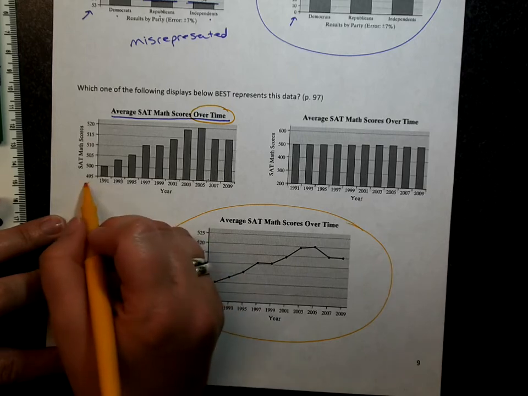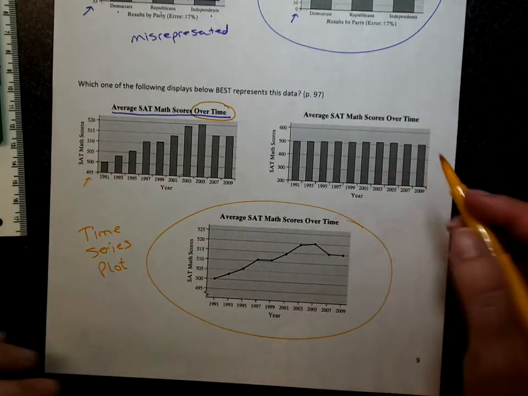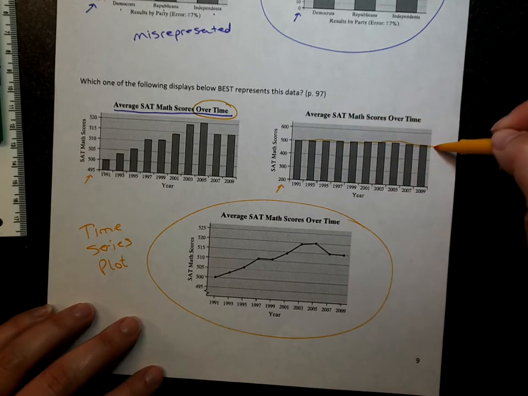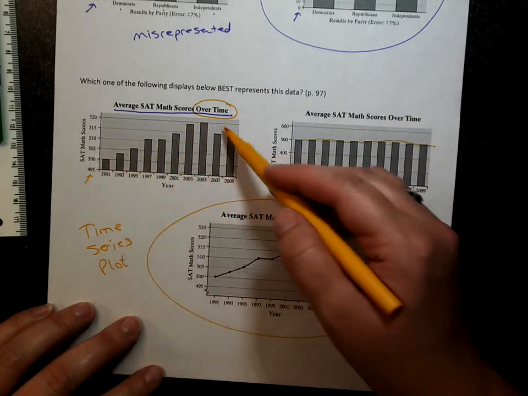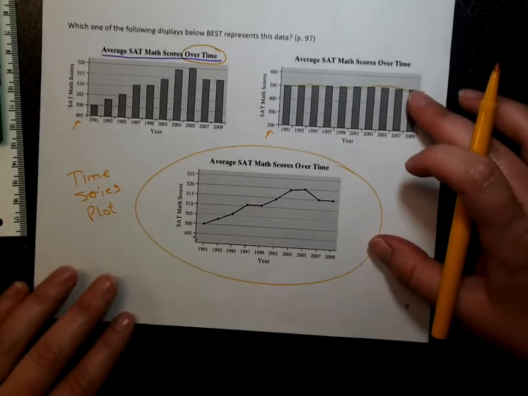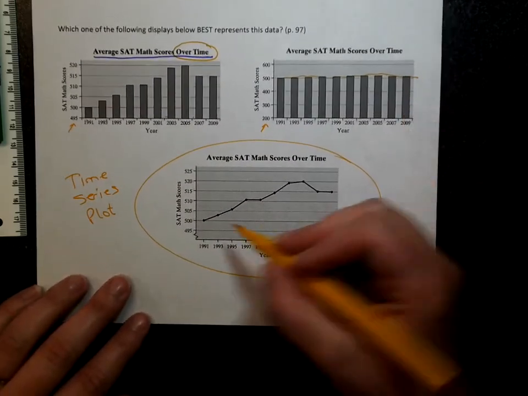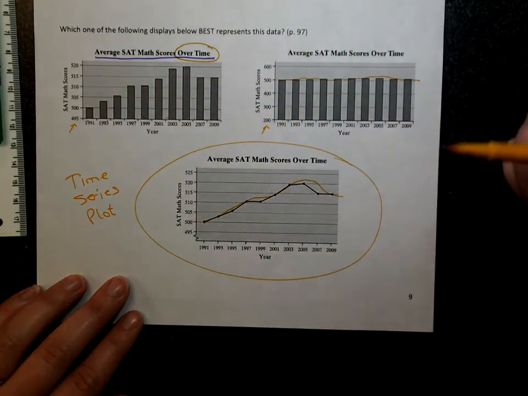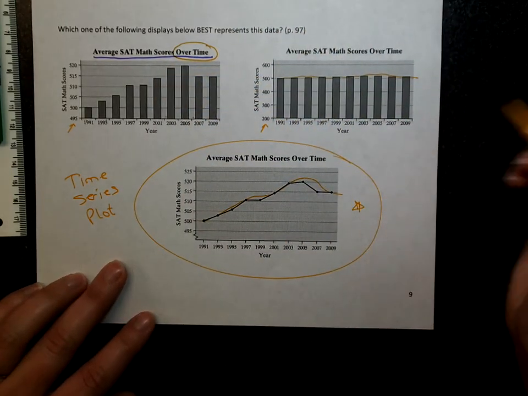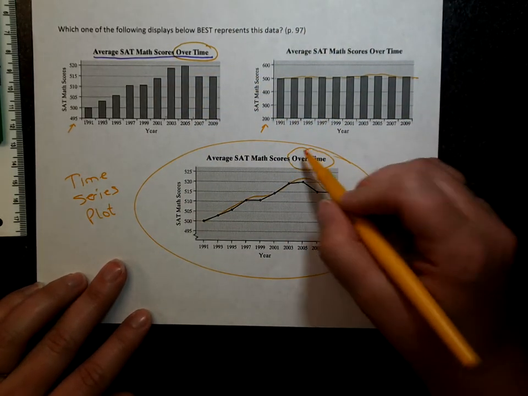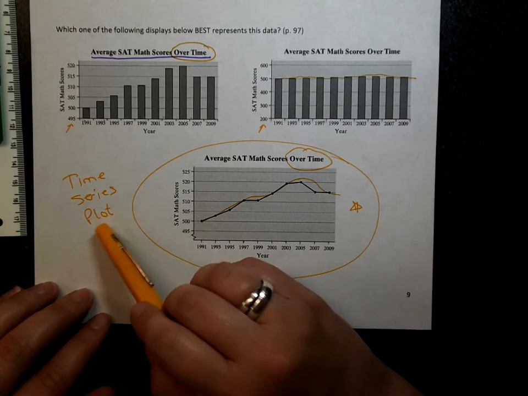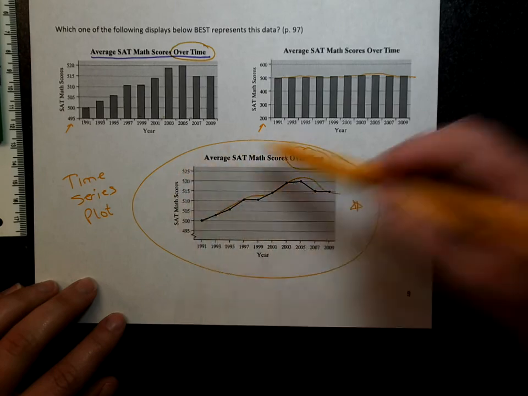So here they zoomed in on the SAT scores. Here they zoomed out, so they all look uniform. Here they look a lot different because they really zoomed in. But a time series plot shows you the trend over time without seeing all the individual bars. So a time series plot is the best way to display data that's being measured over time. Again, we don't focus on that too much in this course, but here's an example of when it would be appropriate.